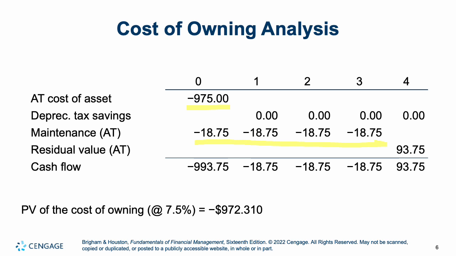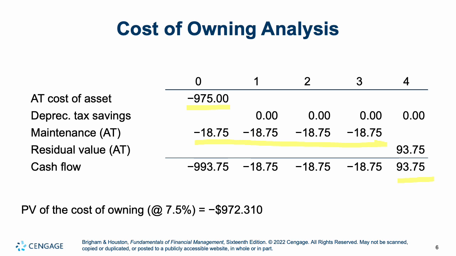And in year 4, our residual value, remember, is $125,000, but we have to pay tax on what we get, so in reality it's $93,750 or 93.75. Once again, all of this is in thousands. All of this is taking into account taxes. So what is our present value?